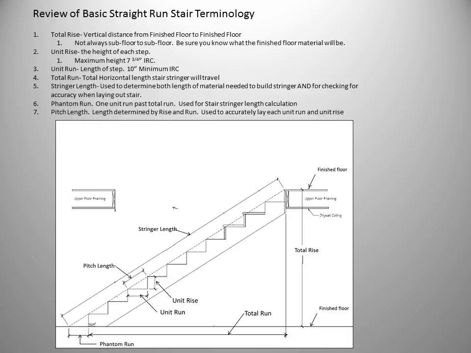The phantom run is one unit run beyond the total run. As mentioned in Exercise 1, the phantom run is necessary to accurately lay out our stringer. Pitch length is the unit diagonal of the unit rise and the unit run.